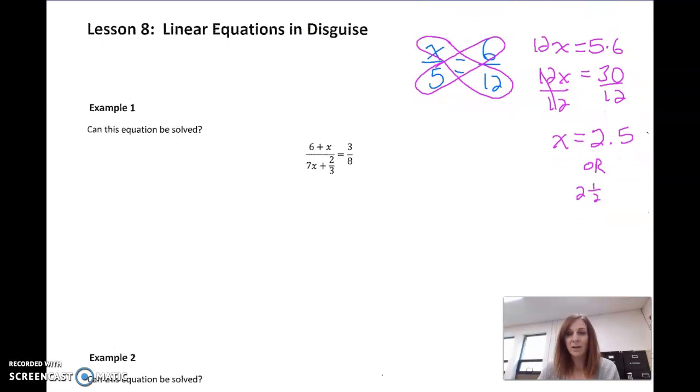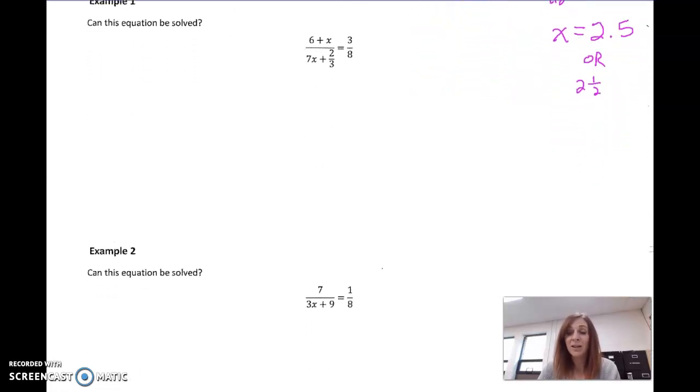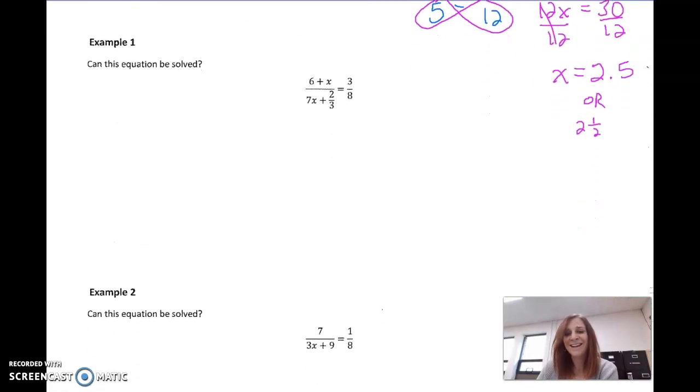So again, this method here. This is why it's in disguise. It doesn't look like a linear equation. If I had given you this type of problem back in lesson 2 and asked whether it is linear or nonlinear, you would have seen the x in the denominator and told me nonlinear. It's actually a linear equation in disguise.